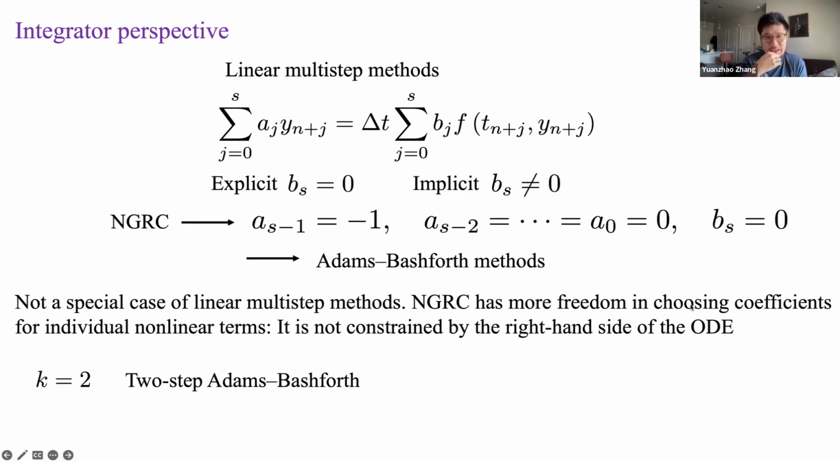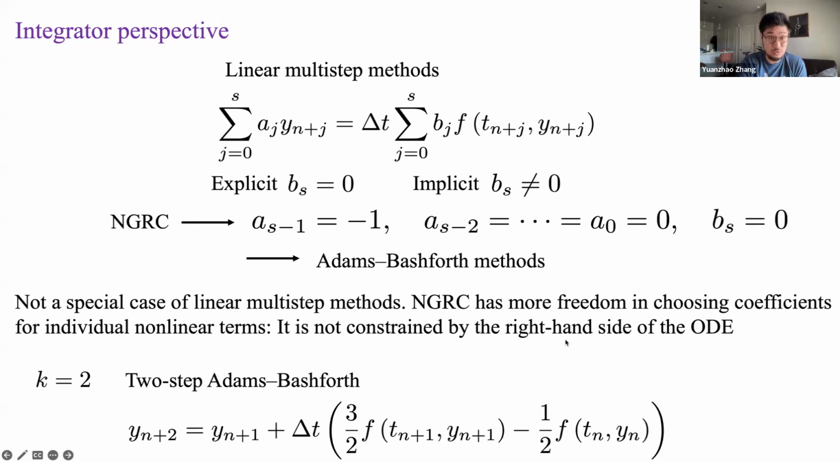Now let's make an explicit comparison. Let's choose k equal to 2, which means we use the current state and one delay state in NGRC. And we compare it to the two-step Adams-Bashforth method, which is shown here. You use the current state, and you use derivatives from the current time step and one time step before. The optimal assignment of the coefficients is that you would assign 3/2 to the current derivative, and minus 1/2 to the delay state.